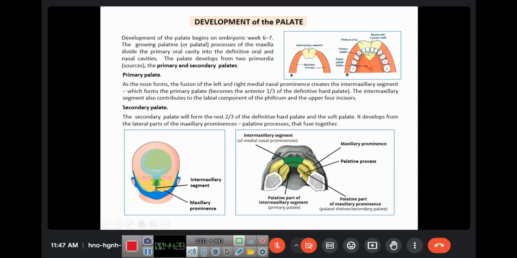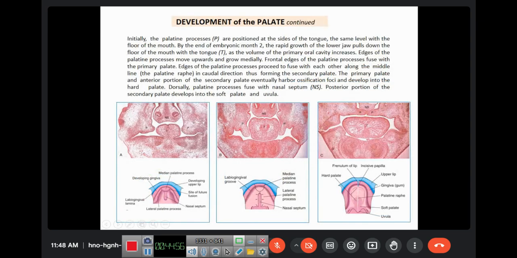And the edges of the palatine processes should fuse together to form the midline of the future hard palate, which will separate the nasal cavity from the oral cavity. So the secondary palate will form the 2/3 of the definitive hard palate and also the soft palate.